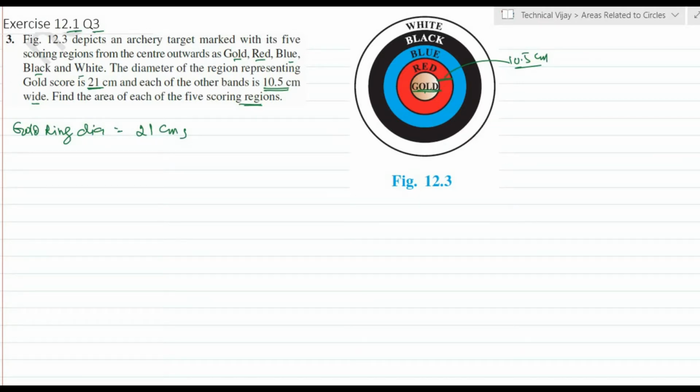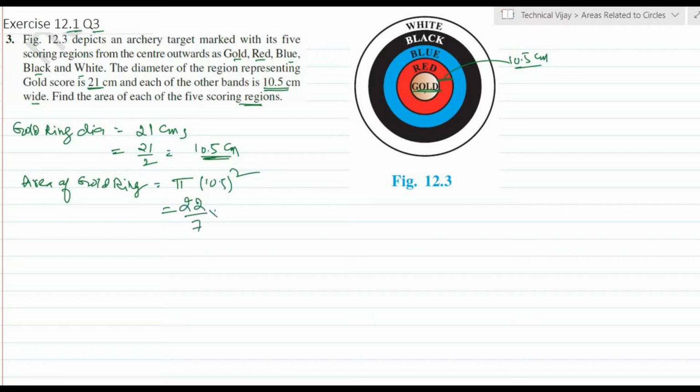Here the gold ring diameter is 21 centimeter. So the radius will be 21 divided by 2, which is equal to 10.5 centimeter. So the area of the gold ring is equal to pi r square, that is pi into 10.5 square. So pi is 22 divided by 7 into 10.5 into 10.5.